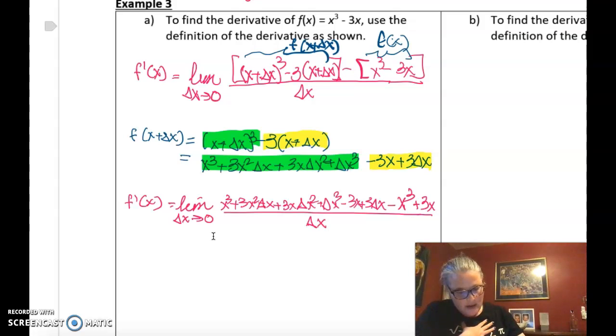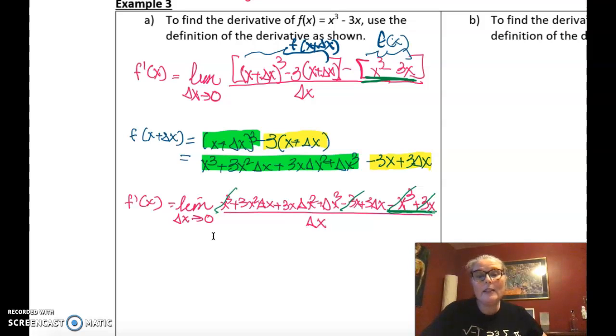So now I'm going to go in and cancel. And by the way, this part here that I'm underlining in green corresponds to this part up here from the original. I underlined in green there. And I'm going to go in and cancel out. I know that this one cancels with that one. Those are like terms, but they have opposite signs. And there's also a negative 3x and a positive 3x.